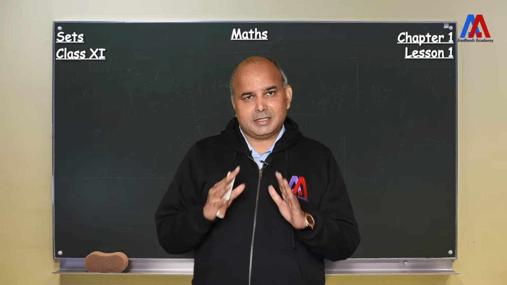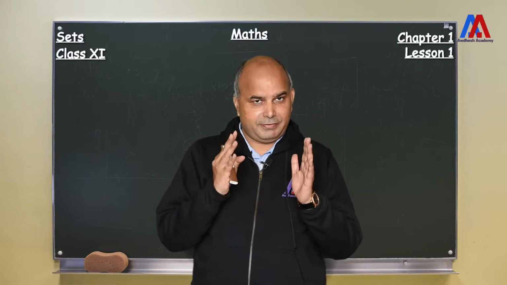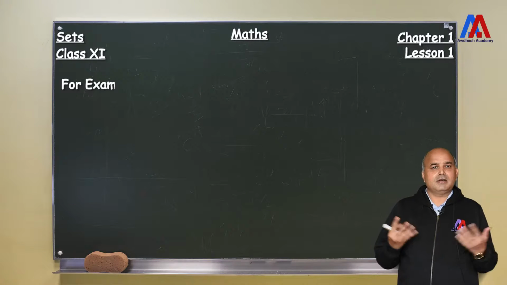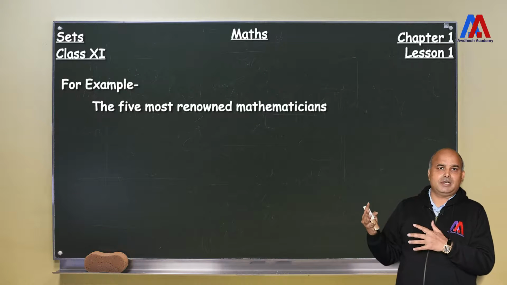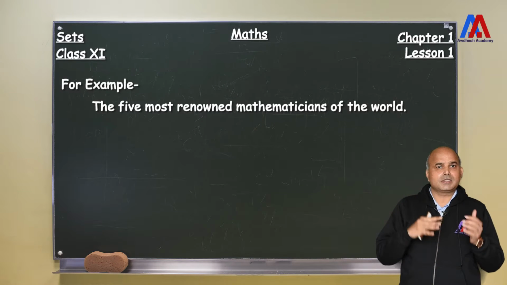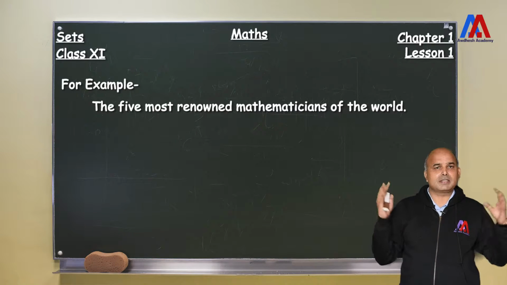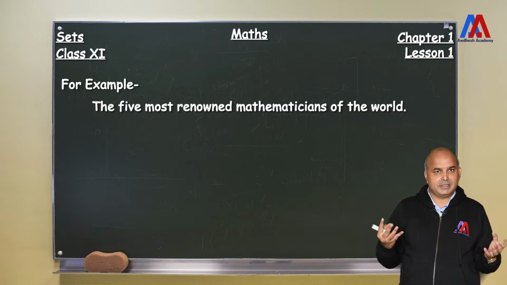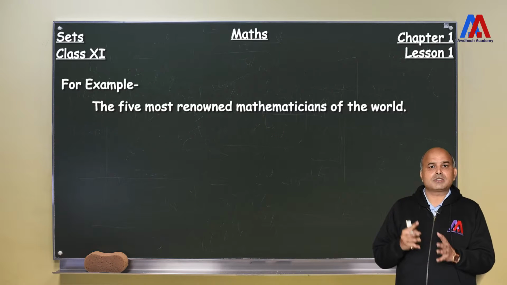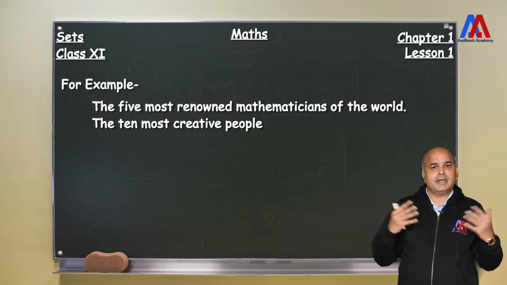So a set, as we have seen, has to be well defined. That means you cannot add any number, you cannot delete any number, it has to be specific in number. There are certain situations where the group cannot be well defined. For example, if we say the 5 most renowned mathematicians of the world. Now, whenever we use terms like most, best, worst, in that situation it becomes a very subjective decision. For example, you ask 10 people to define who are the most renowned mathematicians, everybody will give different names, and therefore it is impossible to create a set of 5 most renowned mathematicians, and so this cannot constitute a set. We can have similar examples, for example, the 10 most creative people in the world.